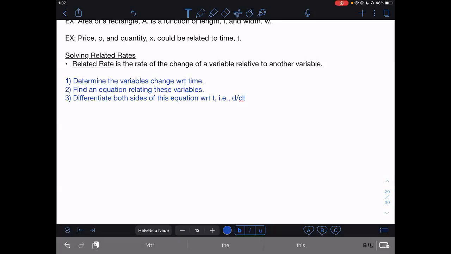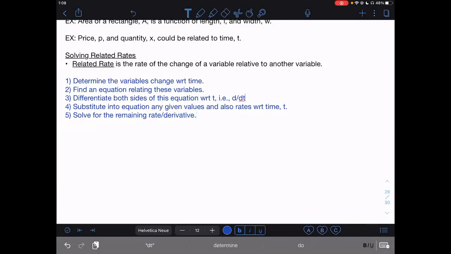Okay, and then the fourth step is, once we have gotten d blank over dt by itself, to substitute any given values into our equation. So we substitute into our equation any given values, and also any related rates with respect to time t. Okay, and then solve for the remaining rate, or derivative, that we are trying to find.